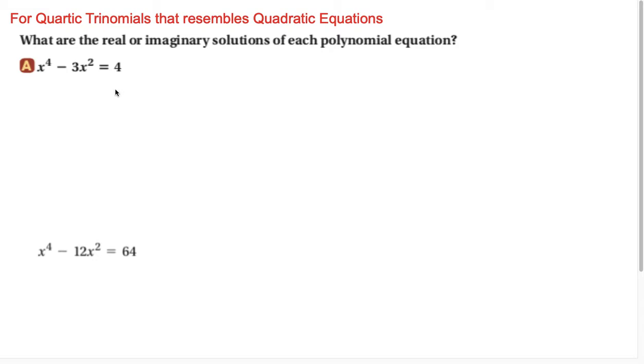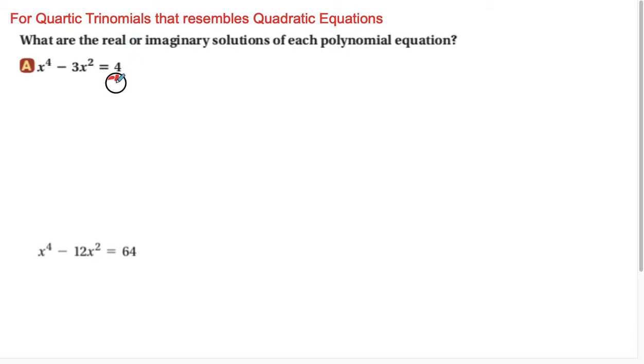Okay, so all others, for example, if there was an x here, I wouldn't use this lesson for that. If there was an x there, you would factor by GCF. Okay, all right, just to be clear. So again, this only works if it resembles a quadratic equation, if the degrees are going from 4, 2, and then constant.